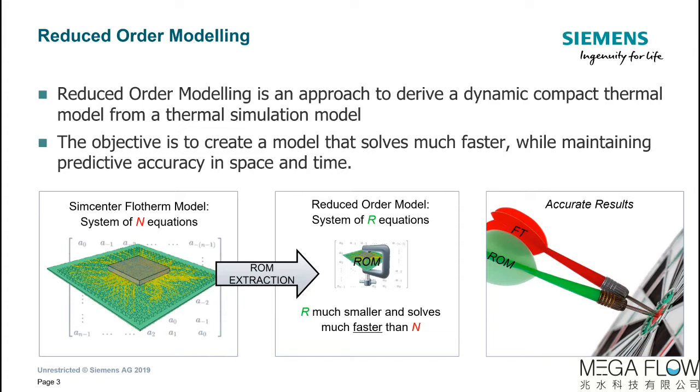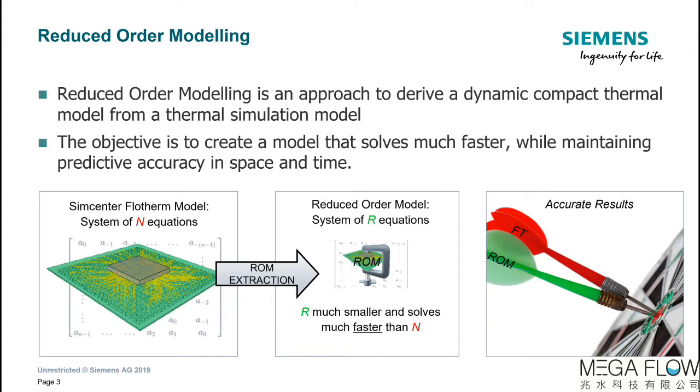Reduced order modeling is an approach, or a collection of approaches, that can be used to derive a dynamic compact thermal model from a thermal simulation model. The objective is to create a model that can be solved much faster while maintaining predictive accuracy in space and time. The diagram along the bottom shows this conceptually.